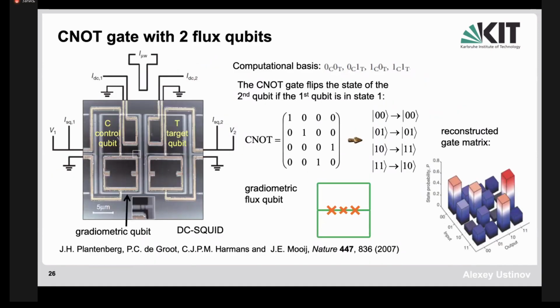once we have coupled qubits, we could make quantum gates, and this was done shortly after that paper in the group of Hans Mooij in Delft. So they came up with the idea of using two inductively coupled SQUIDs in this gradiometric qubit. Basically, this is a flux qubit, but it's not one loop with three junctions. It's actually a figure-of-8 loop with three junctions.